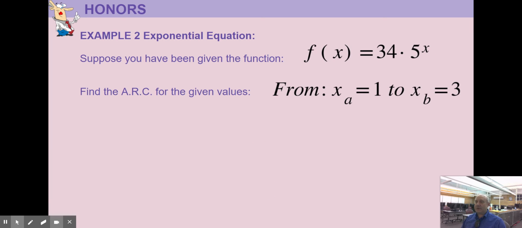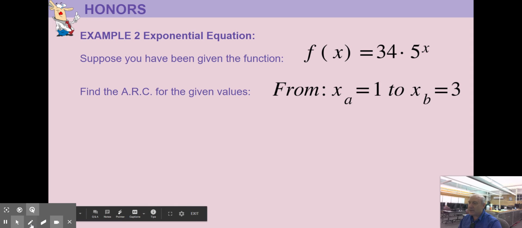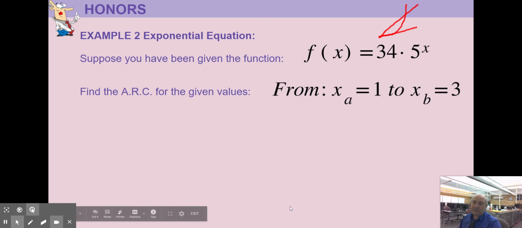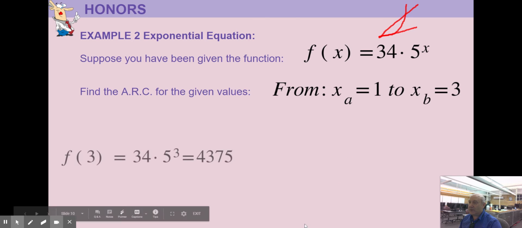Now here's example 2. This is an exponential equation, and suppose you've been given this function. Now it's going to be slightly different than a line. An exponential will run something like this, right? And so if you have two points that go early on in the function, or two points that go later on, each of these are going to be different. So it's worth looking at. We're going to evaluate this one at 1 and 3.